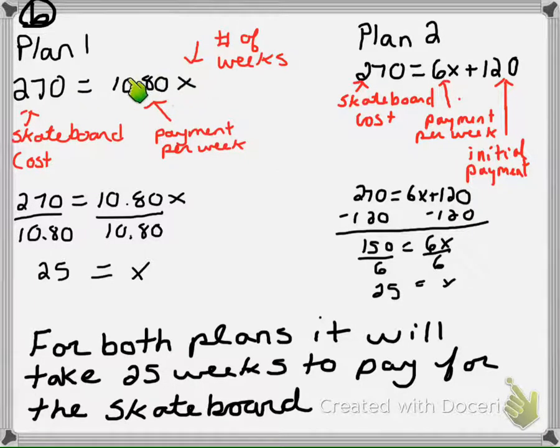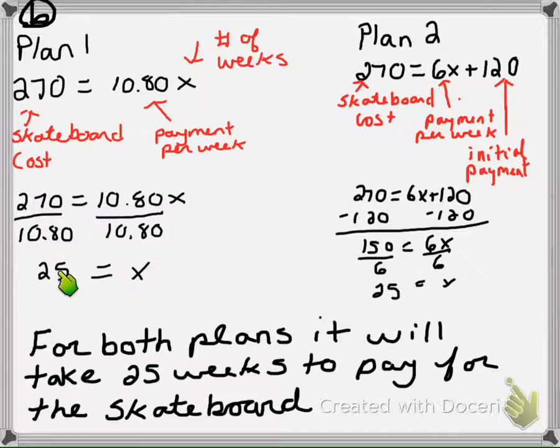This is a very simple one-step equation. It's a multiplication equation. To undo multiplication and get the variable x by itself, you have to divide. So down here you'll see I divided by 10.80. 10.80 divided by 10.80 is 1. And then 1 times x is equal to x, just like 1 times 5 is 5 and 1 times 2 is 2, and so on. So I don't write the 1. Over here, 270 divided by 10.80 is equal to 25. So on plan 1, it would take 25 weeks to pay off the skateboard.